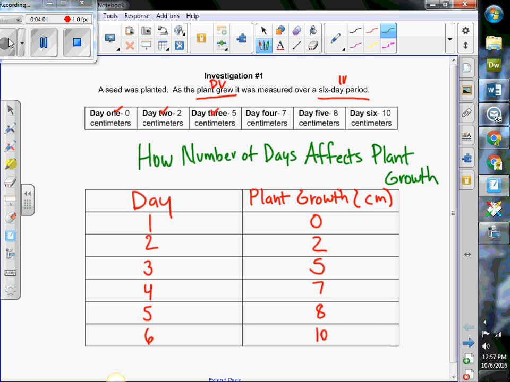Okay, you'll notice that I capitalized all of the important words in my title. And those articles like of and the don't get capitalized. Okay, you'll also notice that I capitalized my column headings. Day is capitalized, plant growth. We leave our units in lowercase. All right, and that's how you create a data table for the information from an investigation.